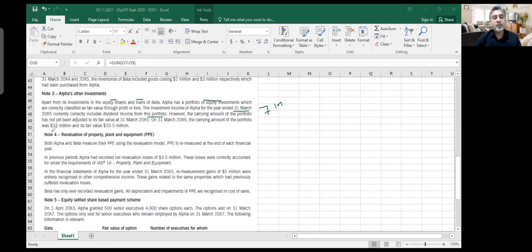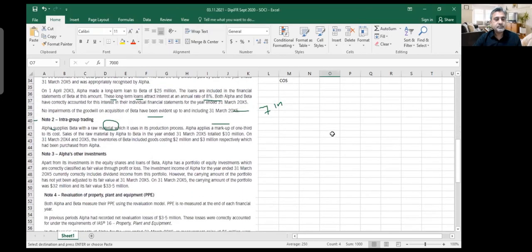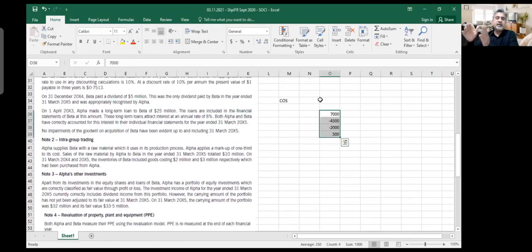However, the carrying amount of the portfolio has not been adjusted to its fair value at 31st March 2005. On 31st March, the carrying amount of the portfolio was 32 million and the fair value is 33.5 million. So remember the 7 million we mentioned? The 7 million was investment income, and this investment income is coming in from investment in Beta plus others.